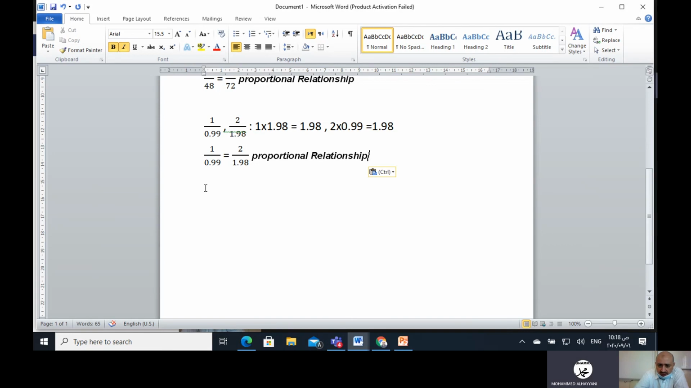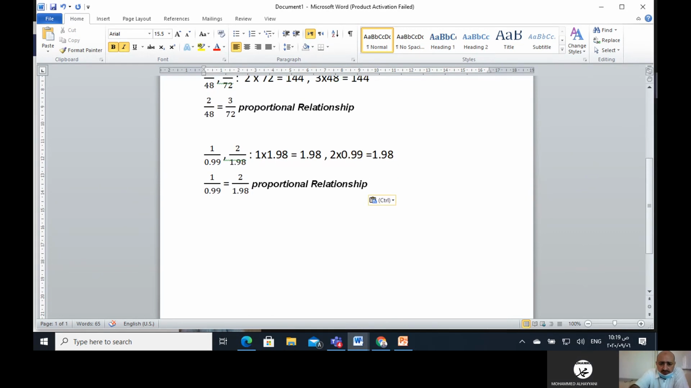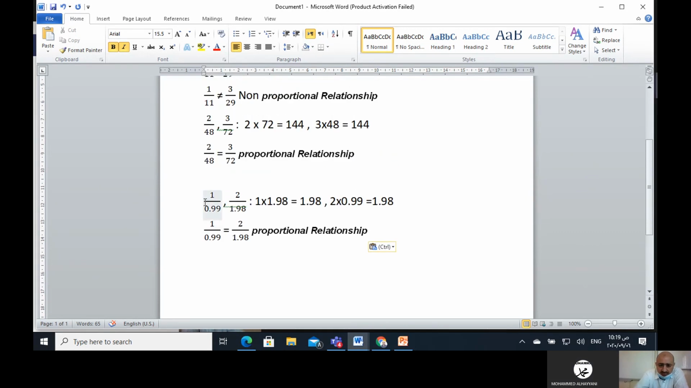Mister, how is it a proportional relationship? Do a cross multiplication. 1 times 1.98 equals 1.98. Then 2 times 0.99 equals 1.98. Look, if you have the same answer, it means you have a proportional relationship. That means this ratio and this ratio are equivalent because they have the same value.